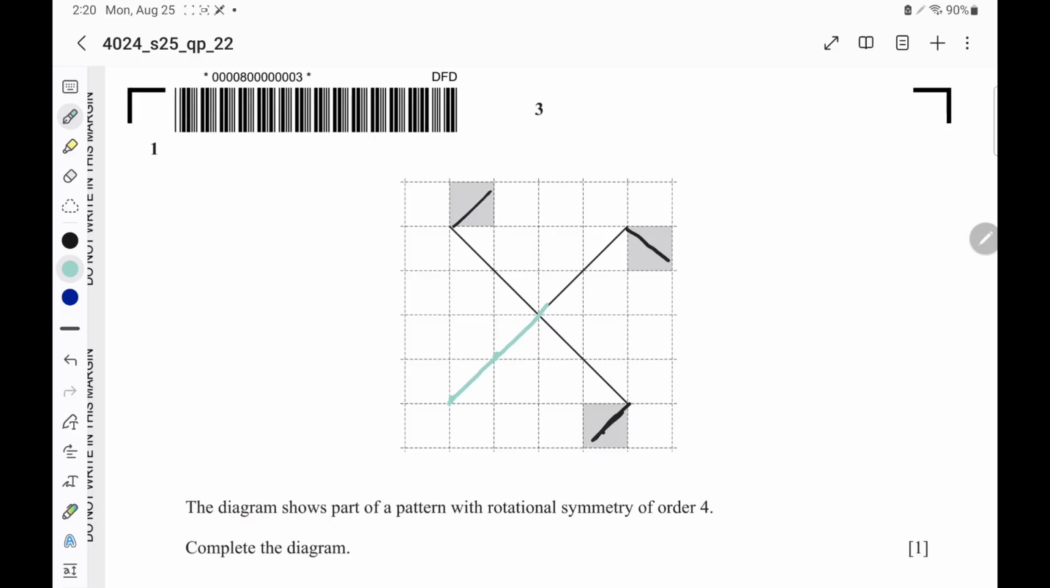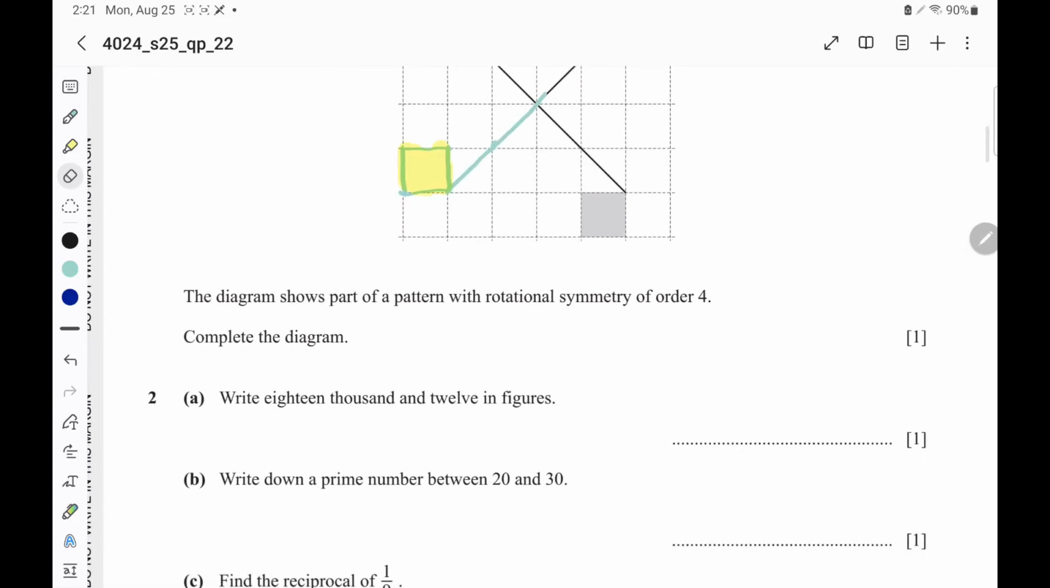This is above the line and this is below the line, so we'll have to make this diagram above the line. Okay, so this is the diagram which is required here. You can see the order of rotational symmetry is 4. So we have completed the diagram for this question.